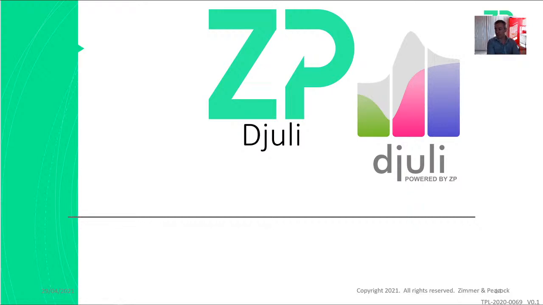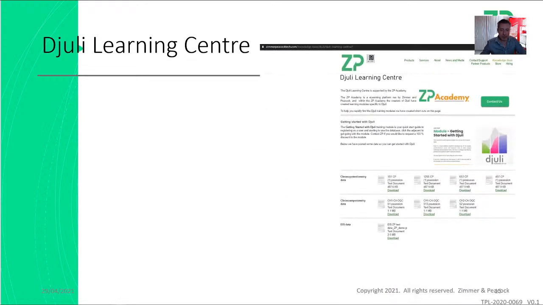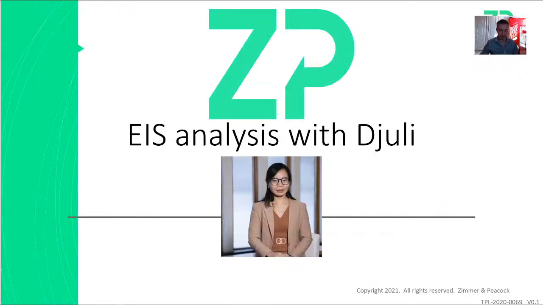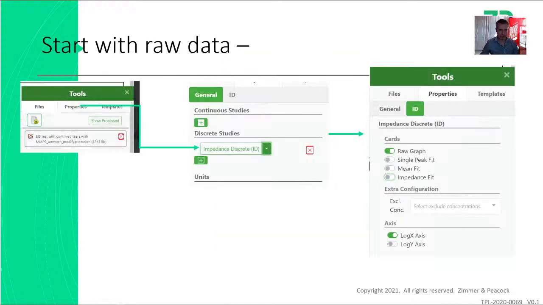Now this webinar is always about what people ask in the forum. So we've been asked, will Djuli be able to do EIS soon? I'd say it's in its alpha and beta stage at the moment, but on the web we have a learning center for Djuli, and we've put some EIS data up there. When this webinar is over, I will put a link, but essentially you can get some EIS data off the website and start uploading it to Djuli. I want to thank one of our engineers, Tue, who put together some slides for me.